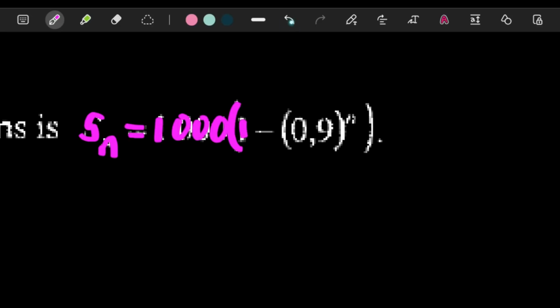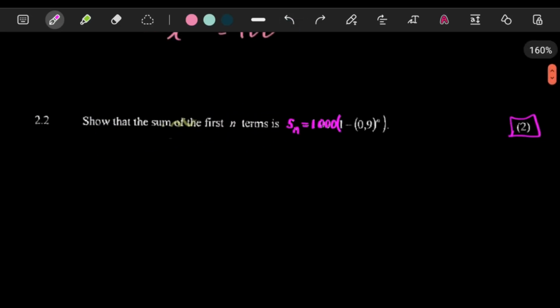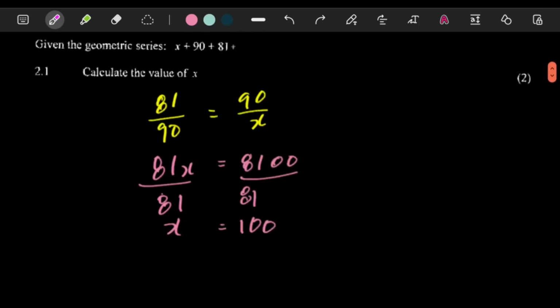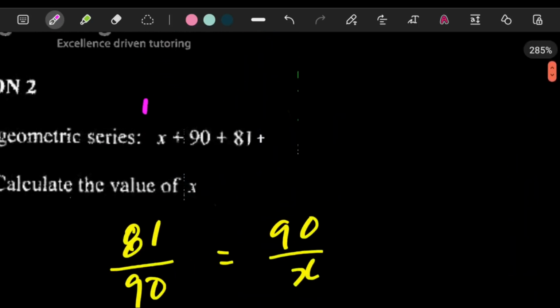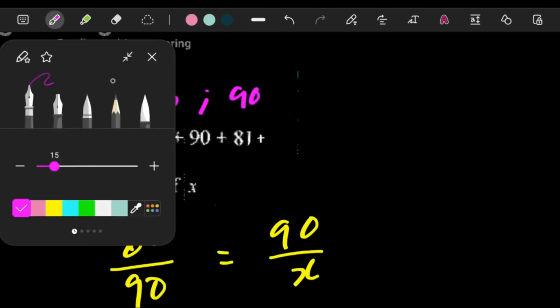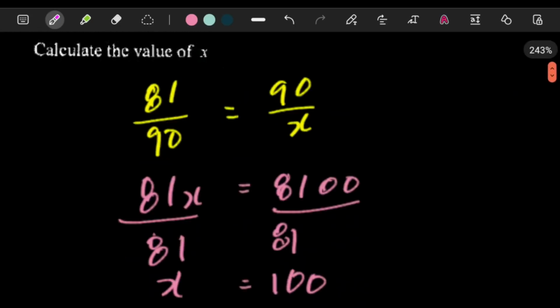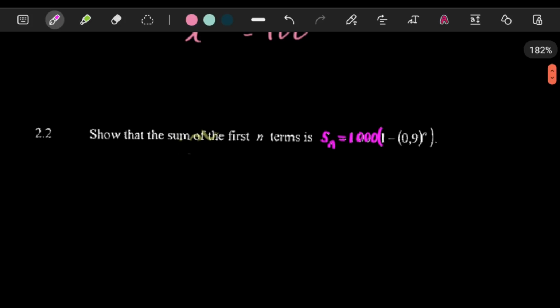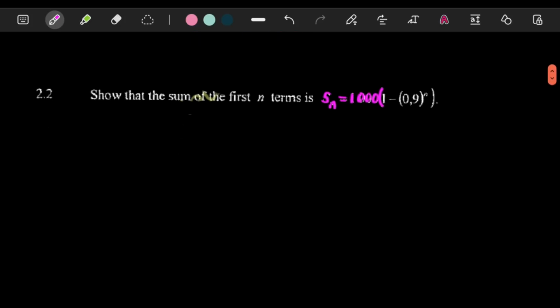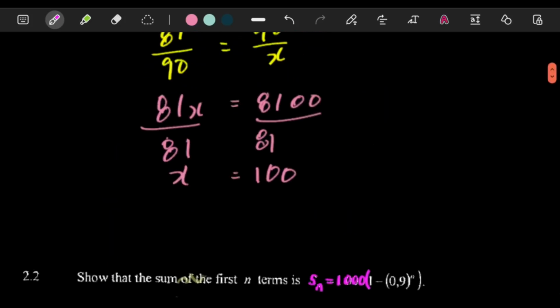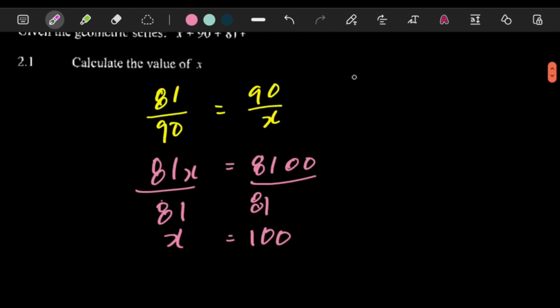Let's show that the sum of the first n terms is equal to this. This sequence is 100, 90, 81. So with this sequence, we can just use our Sn formula. Don't overthink it. But the other thing is, the value of r here is 81 over 90.